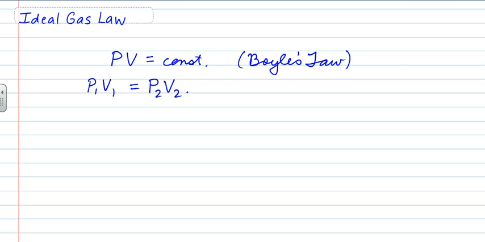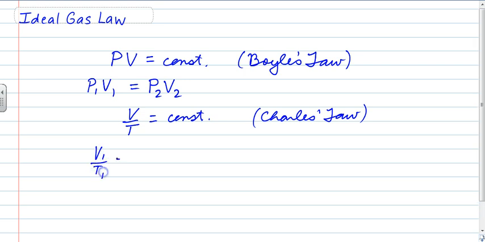Now in chemistry, you should have also seen that if you take the ratio of volume to temperature, that is also a constant. And that is what we call Charles' law. So with this, we can say V1 over T1 equals V2 over T2, again because they're equal to the same constant.